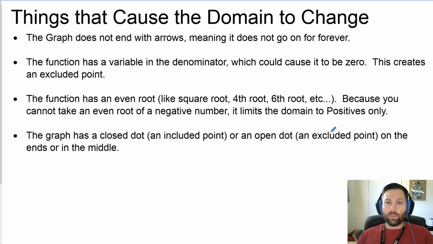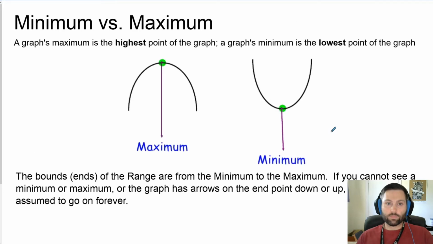All of those excluded points, those open dots, are not in the domain, so they would cause it to be different. So the next thing I want to talk about for range is minimum versus maximum.